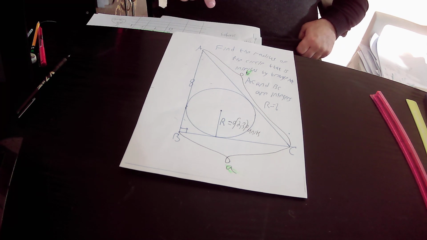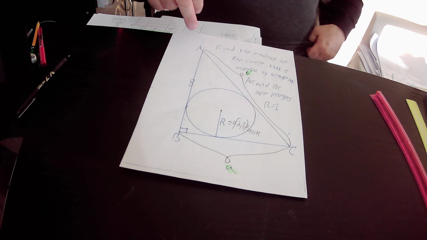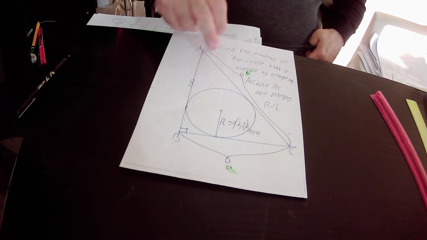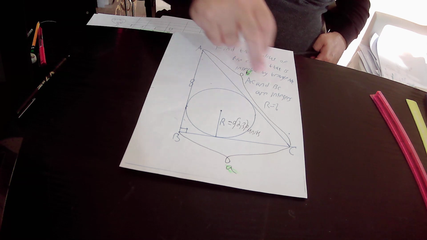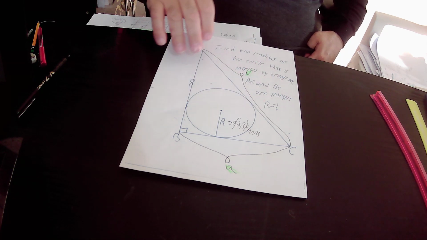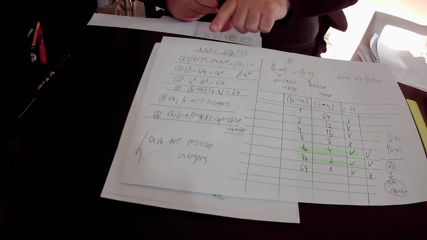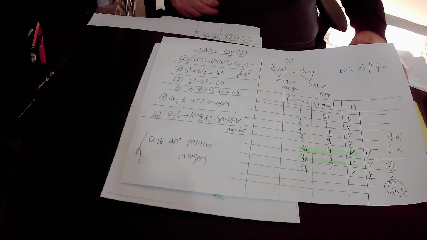So first of all, we define side BC as A, side AC as B, and we implement the Pythagorean theorem on the right triangle ABC. According to the Pythagorean theorem, AC squared equals AB squared plus BC squared. Repeat again: AC squared equals AB squared plus BC squared.